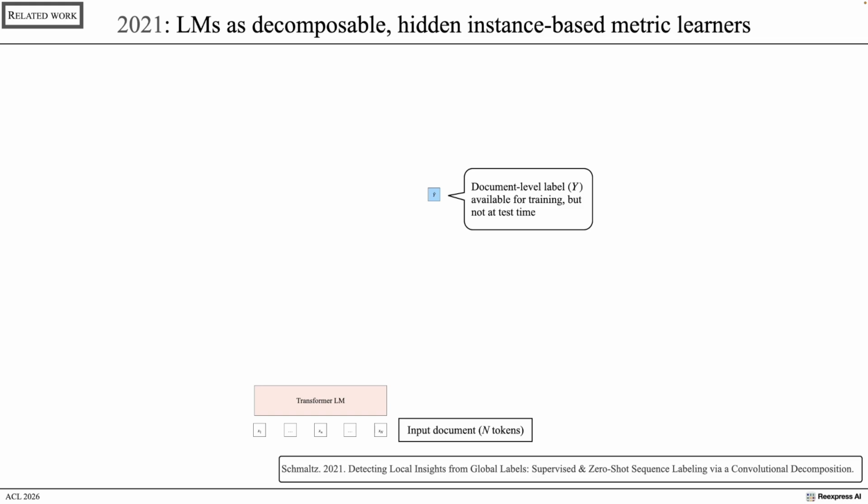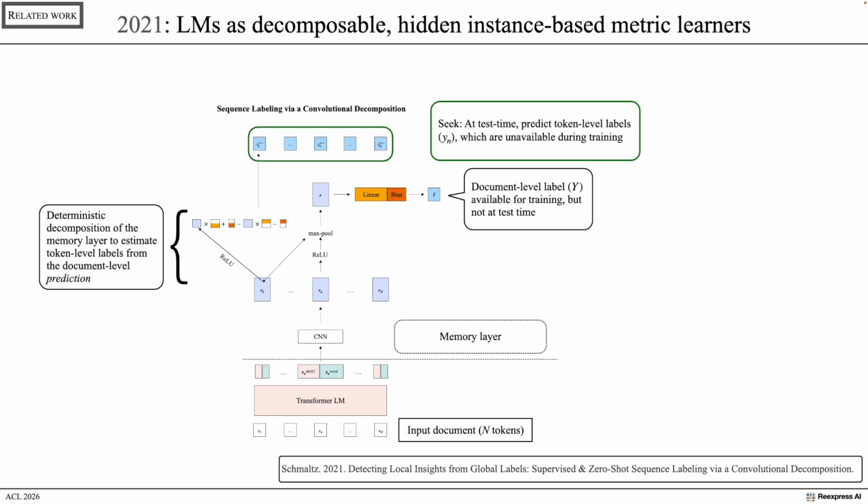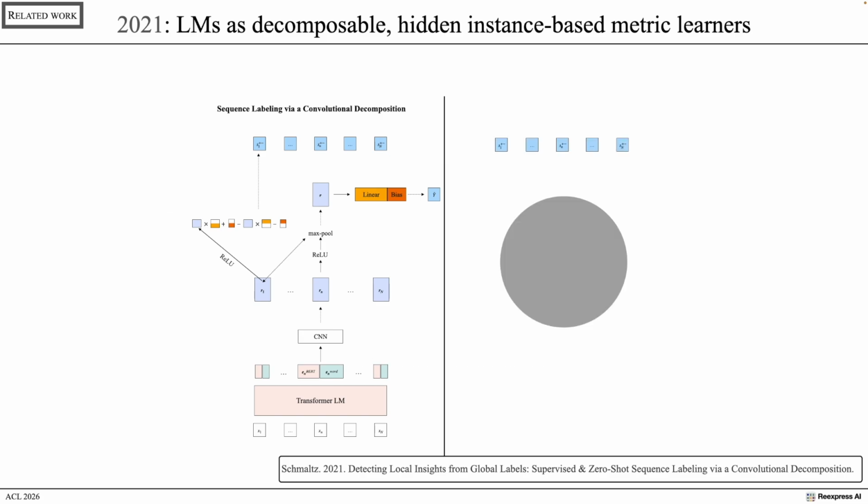To address some of those limitations, a paper from 5 years ago introduced modeling neural networks as decomposable, hidden instance-based metric learners. This paper introduced a mechanistic decomposition of a final layer CNN adapter to back out a hard attention mechanism useful for feature detection. That CNN adapter can be viewed as a memory layer from which we can then construct our KNN approximation of the network.